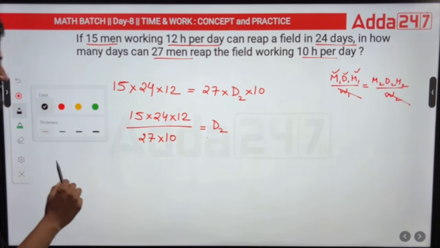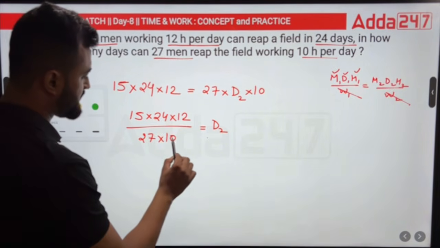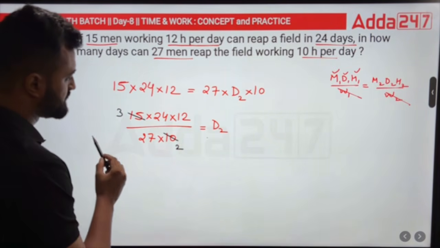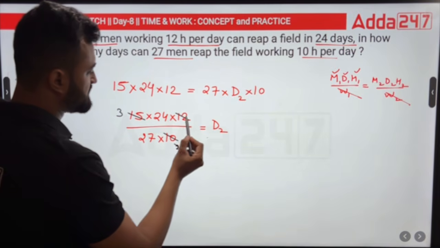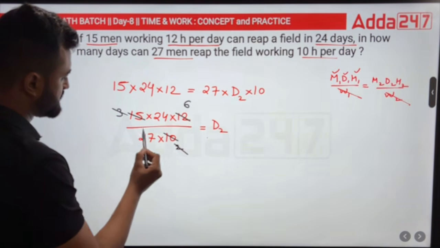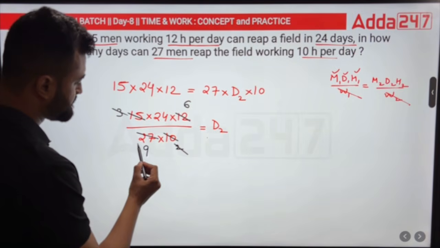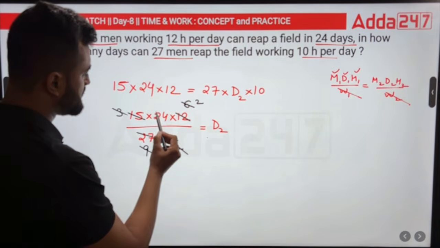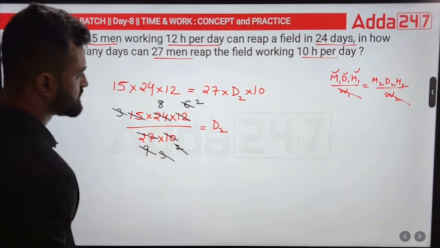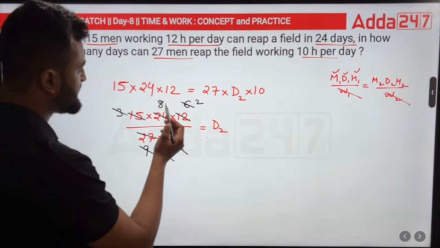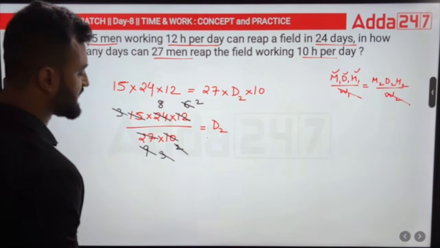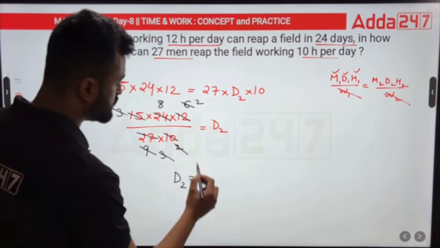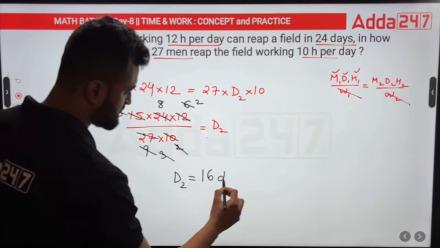Let's cancel the numbers now. I can cancel this. 5 2s are 10, 5 3s are 15, 2 6s are 12, 3 9s are 27, 3 3s are 9, 3 2s are 6, and 3 8s are 24. So what is left out? Only 8 and 2 are left out. Everything else has been cancelled out. So the number of days taken would be how much? 8 into 2 would be 16 days.